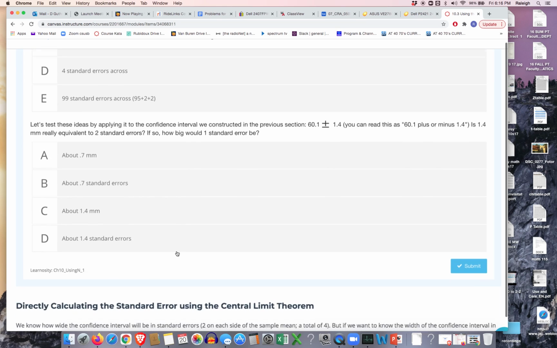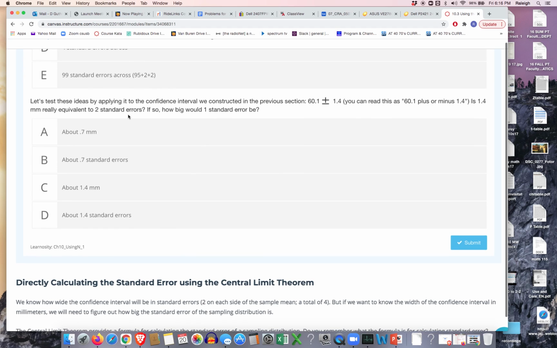No way. Let's test the ideas. Let's apply it to the confidence interval we constructed. 60.1 plus or minus 1.4, and that's 1.4 millimeters equal to 2 standard errors? And if so, how big would 1 standard error be? Well, the answer is clearly yes. And we just divide by 2. 1.4 divided by 2 is 0.7, and of course that's millimeters.